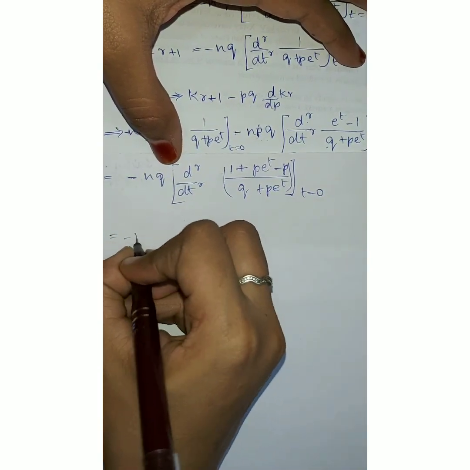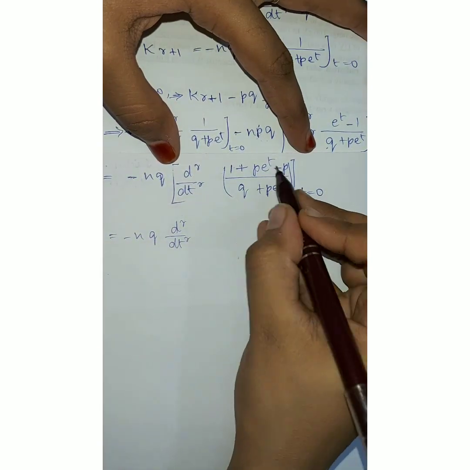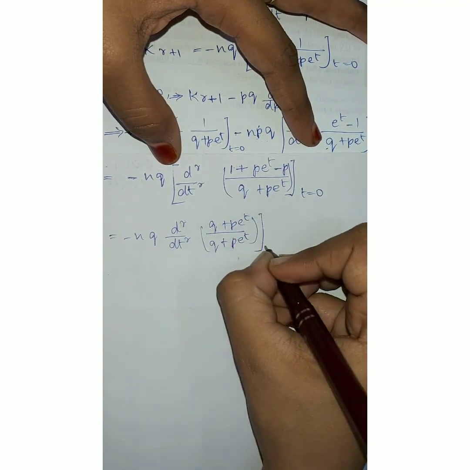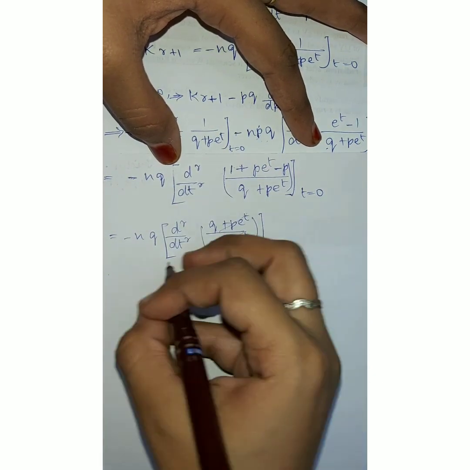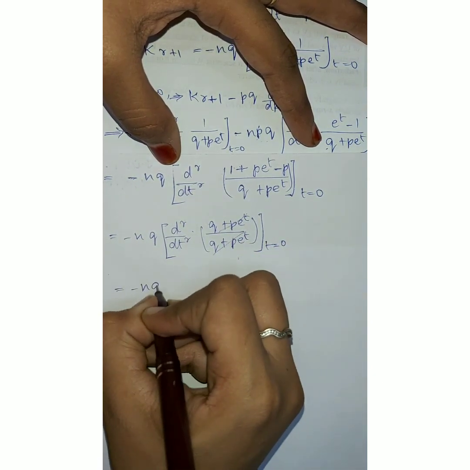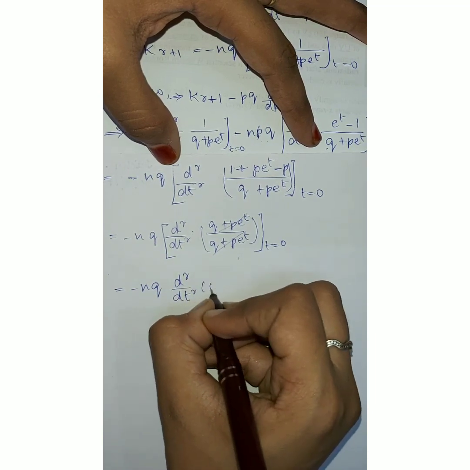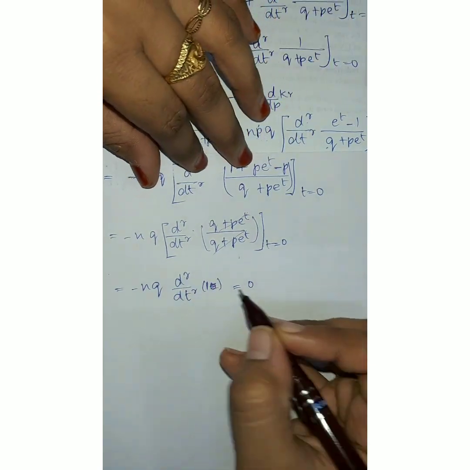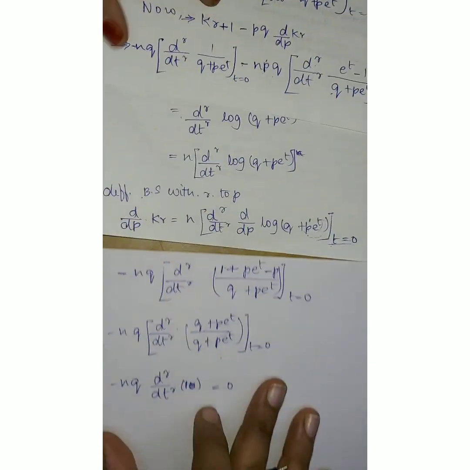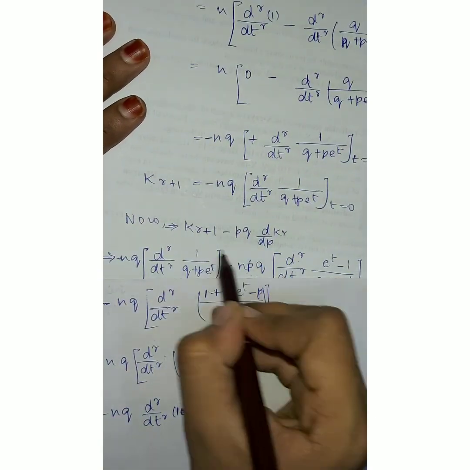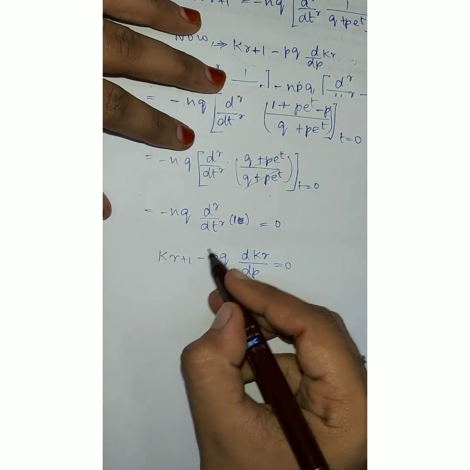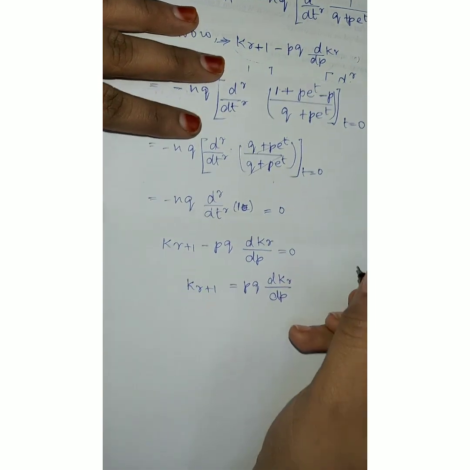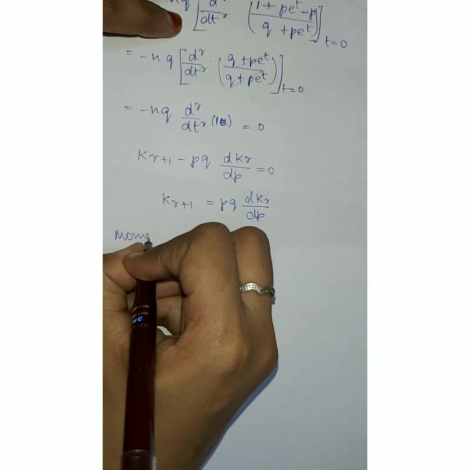Therefore, that is equal to minus nq d power r by dt power r. 1 minus p is nothing but q. Since these two terms are similar, these two terms get cancelled, and d power r by dt power r into 1 is nothing but 0. Therefore, finally, kr plus 1 minus pq into d by dp of kr is equal to 0. And when this minus term goes to the other side of 0, it becomes positive, and kr plus 1 is equal to pq by d by dp of kr.